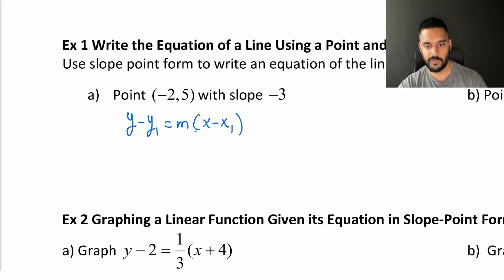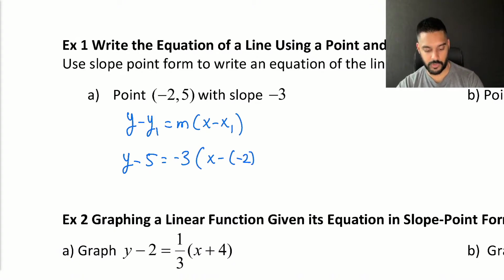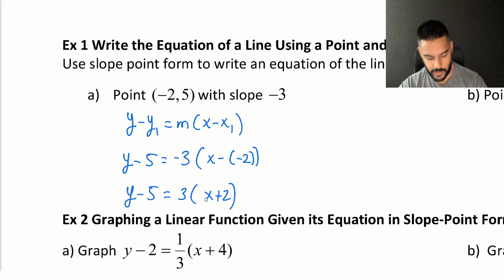So let's go put some stuff in here. We're going to have y minus 5. 5 is our coordinate for y, so it goes in for y1. Our slope is -3, and then it's x minus -2. So here's why that negative sign at subtraction will switch to an addition, because of the double negative. So y minus 5 equals -3, and then this is x plus 2. So there it is.